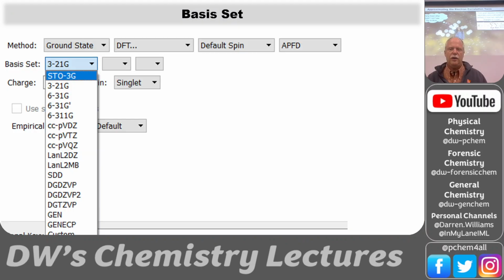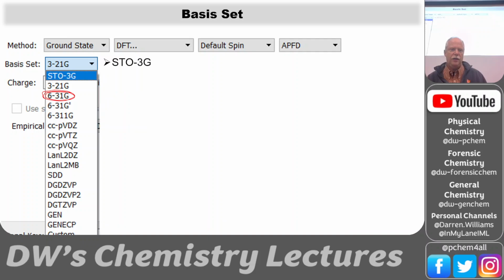And so here's how we would build that basis set. So here's all the different options. We come down here to 6-31G. So we pick that one. Okay, we have some options. This STO-3G, Slater type orbitals, this is the minimal basis set.